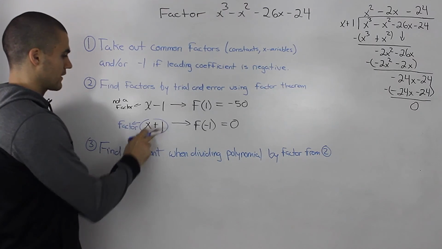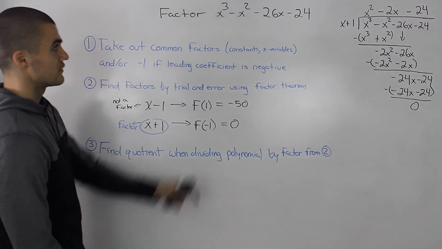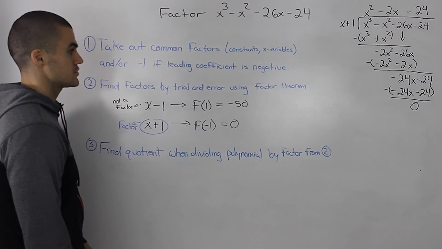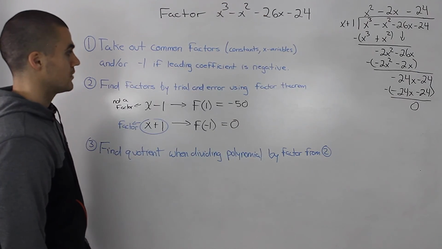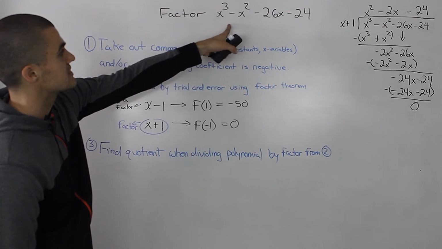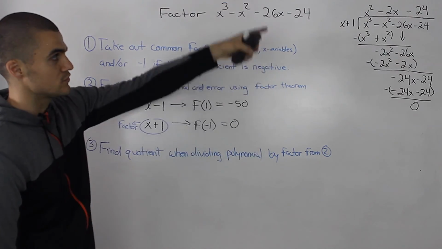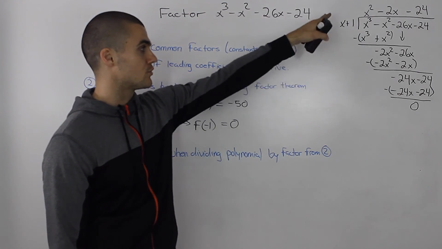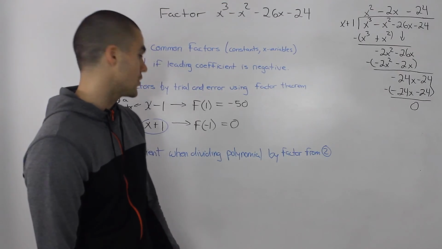Now that we found our factor in step 2, we can move to step 3, and we have to find the quotient when dividing our polynomial by the factor that we found in step 2. Now, I did the division on the side for you, but just so you could practice, you should pause the video and try it yourself. Divide this polynomial by this factor x plus 1 and see if you get the same result that I did. I'm not going to go through the actual process of dividing, but I did write it down for you just to save time for the video.